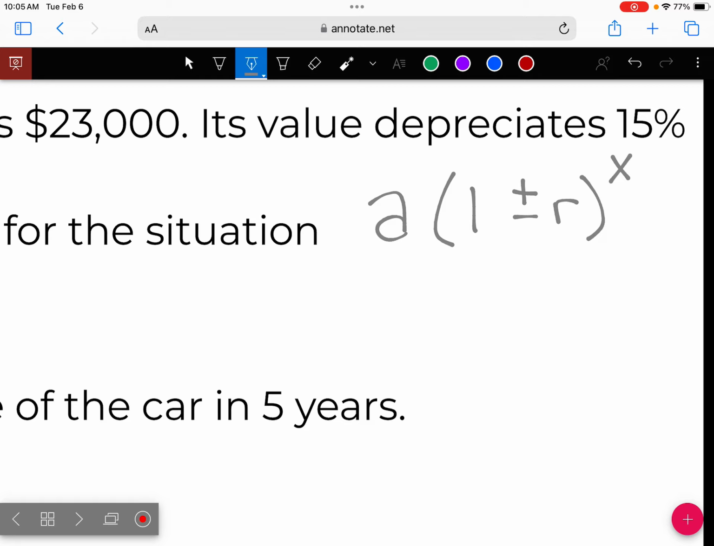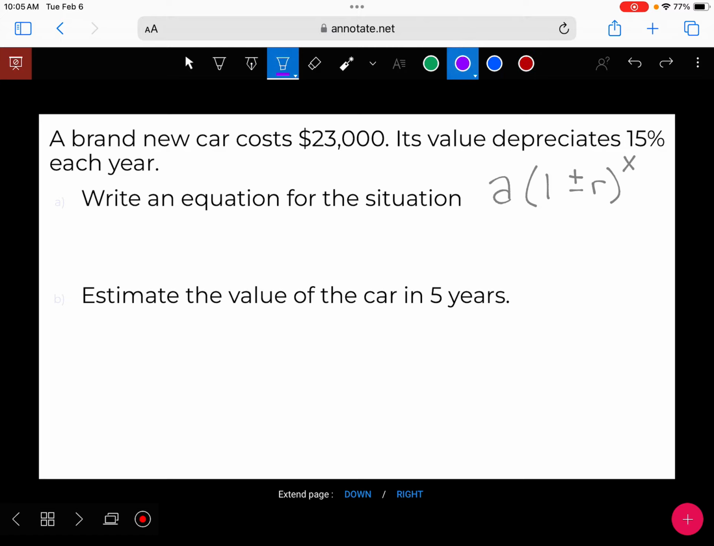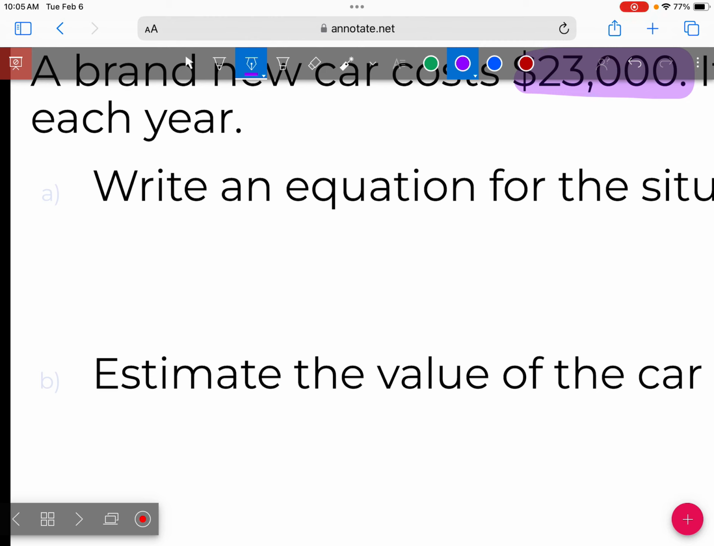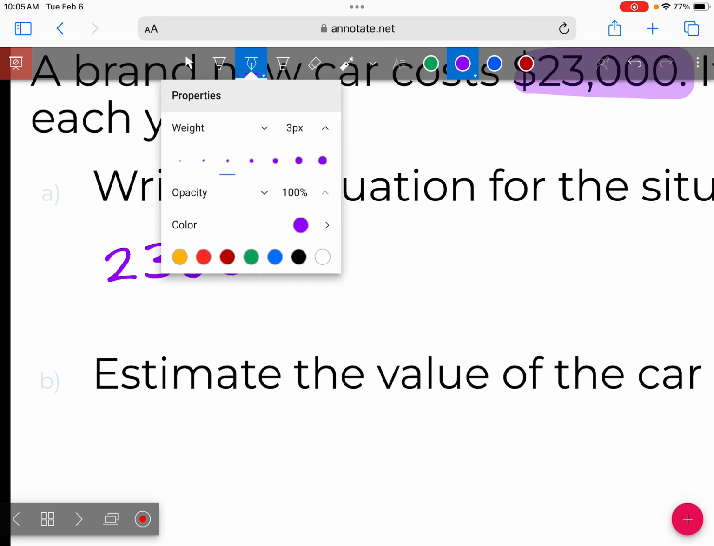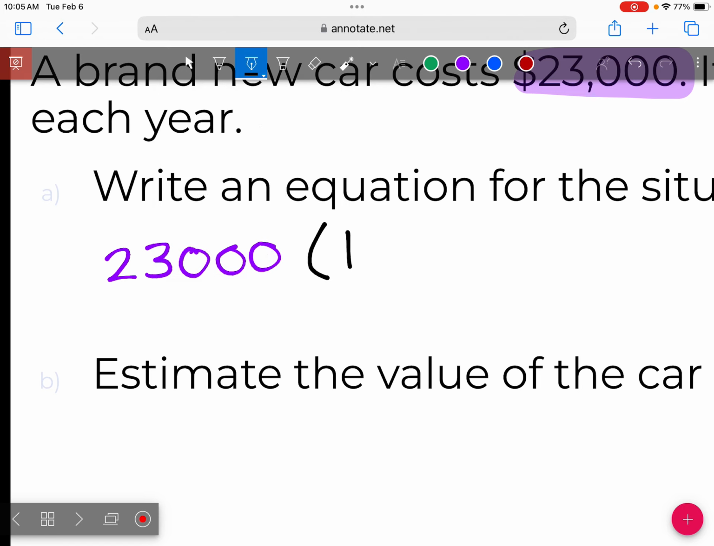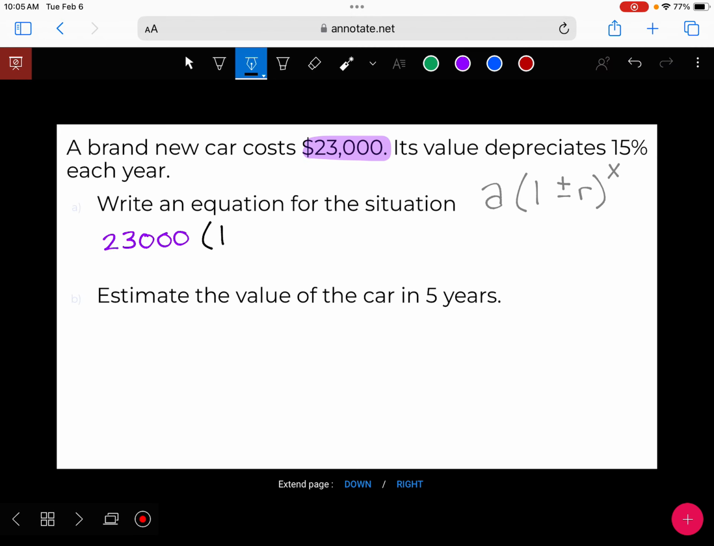So what's our A? What's our starting amount? 23,000. That's where the price starts. Or 23,000, that's our starting amount. Is this going to grow or decay? Decay. This uses a really weird word here, so we're going to use the minus. It says depreciates. That is almost entirely used on vehicles. That is where you hear it most commonly.